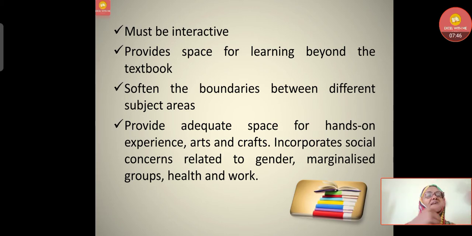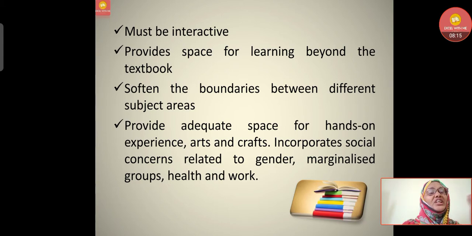It should be interactive. It should not be only passive learning. Then provide space for learning beyond the textbooks. Obviously, we have discussed this topic also in the previous class. Not only focusing on the textbook, they should go beyond the textbook. Then soften the boundaries between different subject areas. Obviously, they should integrate all the subjects also if it is required.